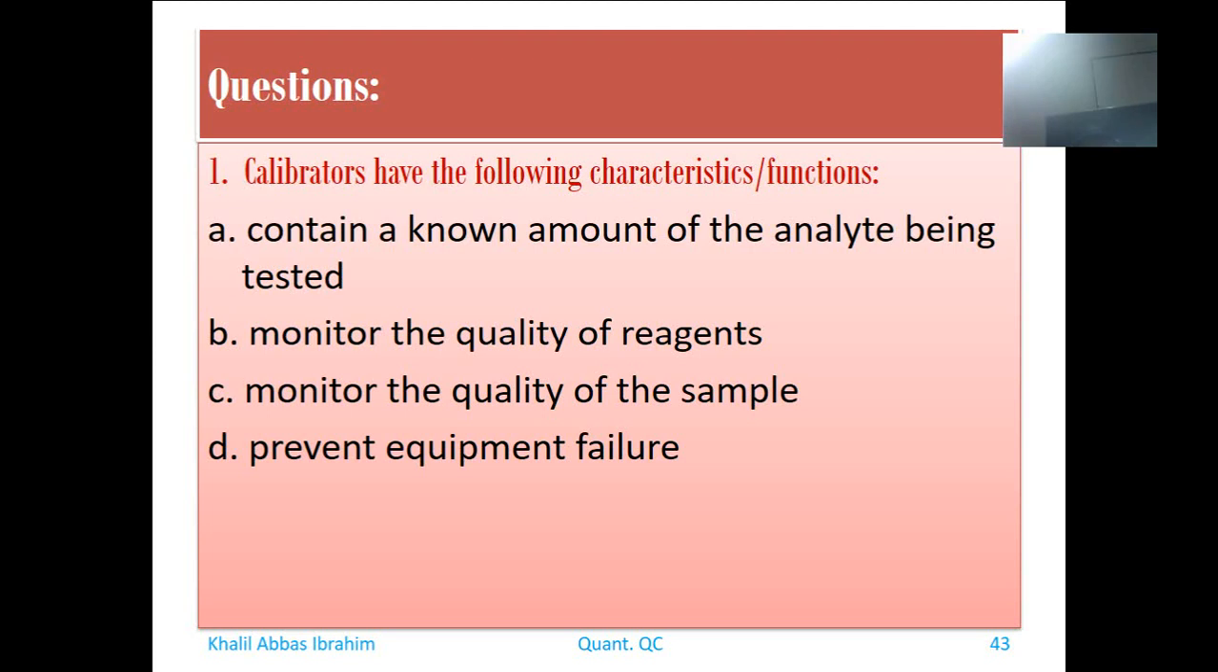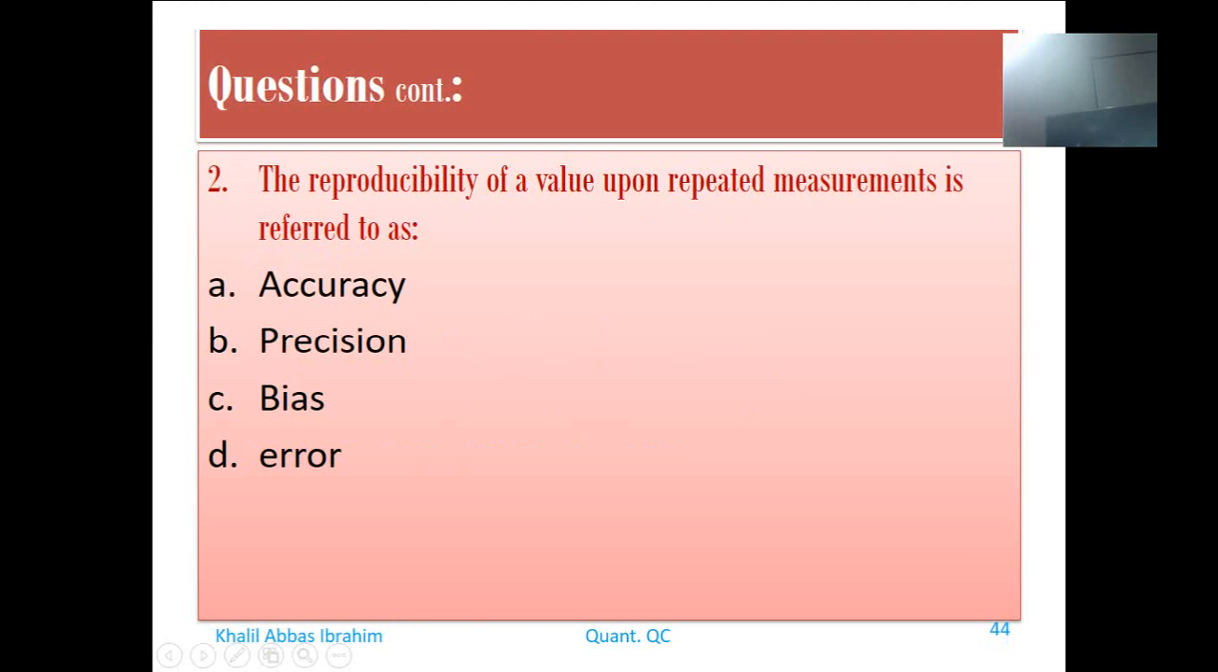Question 1. Calibrators have the following characteristics or functions. Calibrators contain a known amount of the analyte being tested. Calibrators monitor the quality of reagents. Calibrators monitor the quality of the sample, and calibrators prevent equipment failure. Which one is the most correct answer? Point out the most correct answer.